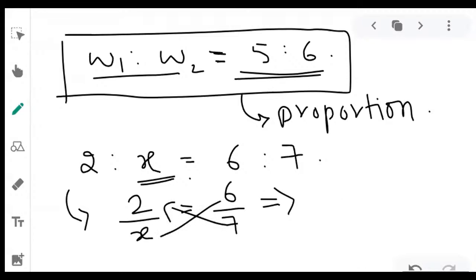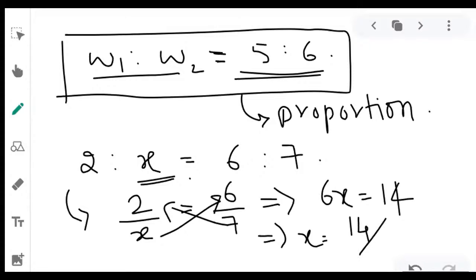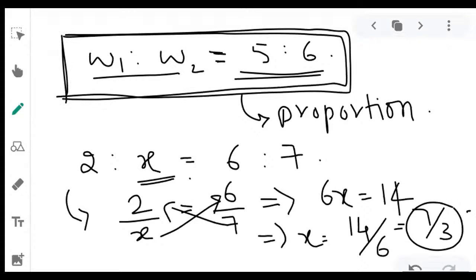So if you cross multiply, x into 6 is equal to 14, and x equals 14 by 6, that is equal to 7 by 3. Does it make sense? Yes, ma'am. So this is all there is to proportions that is different from ratios.